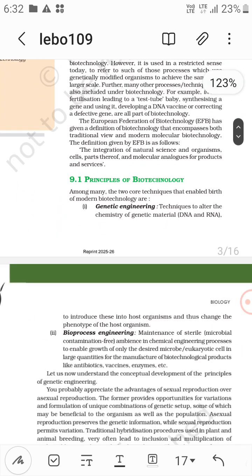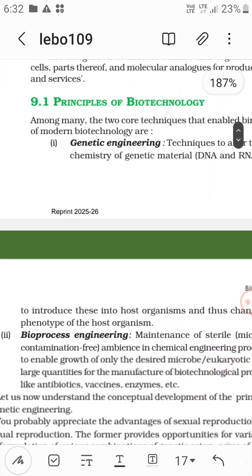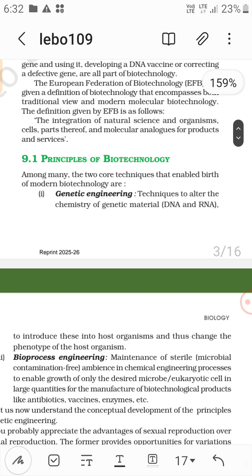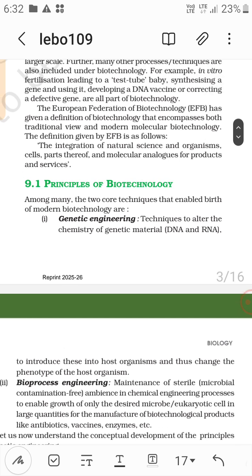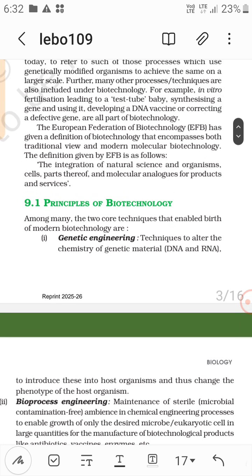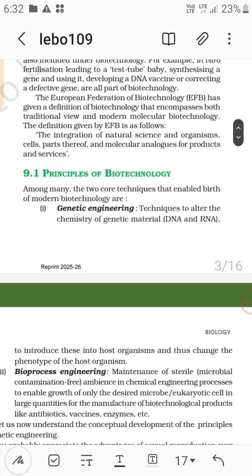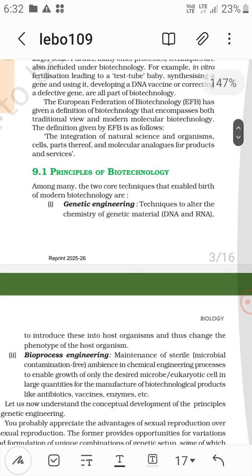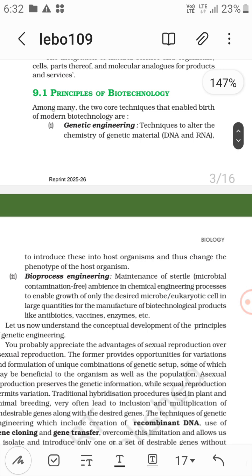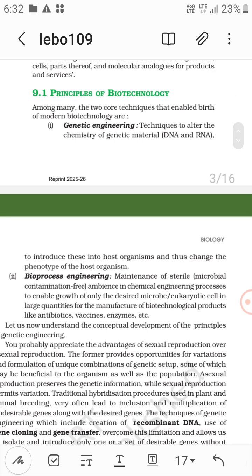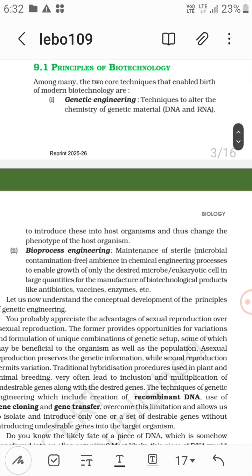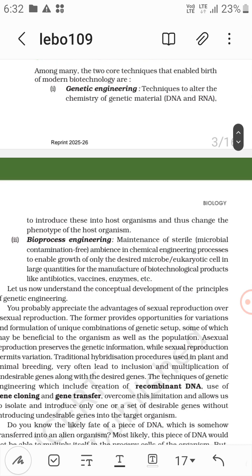Now, principles of biotechnology. Among many, the two core techniques that enable the birth of modern biotechnology are genetic engineering: techniques to alter the chemistry of genetic material, that is DNA and RNA, to introduce into the host organisms and thus change the phenotype of the host organism. So this is genetic engineering, right?